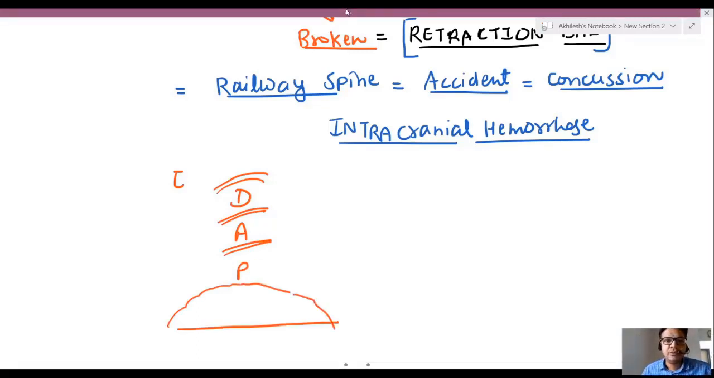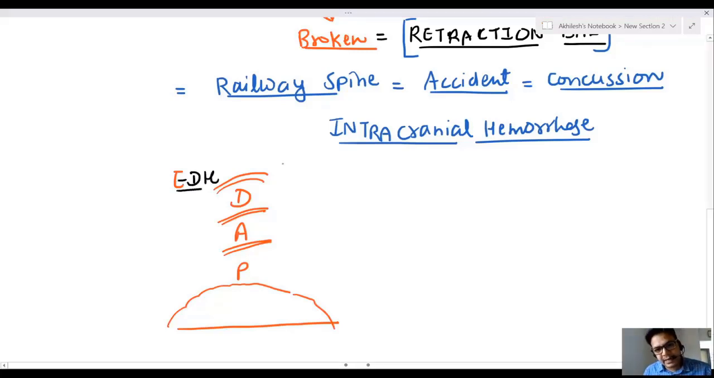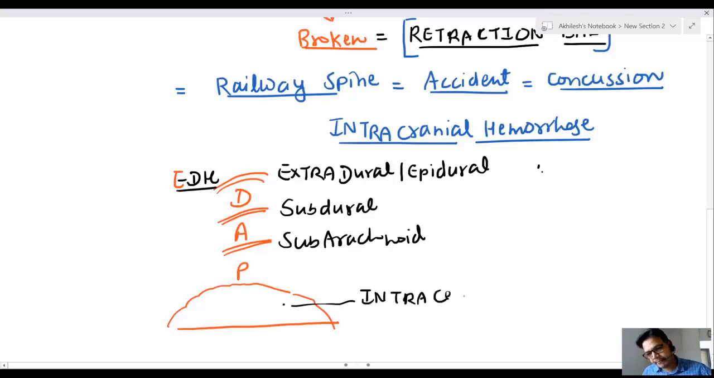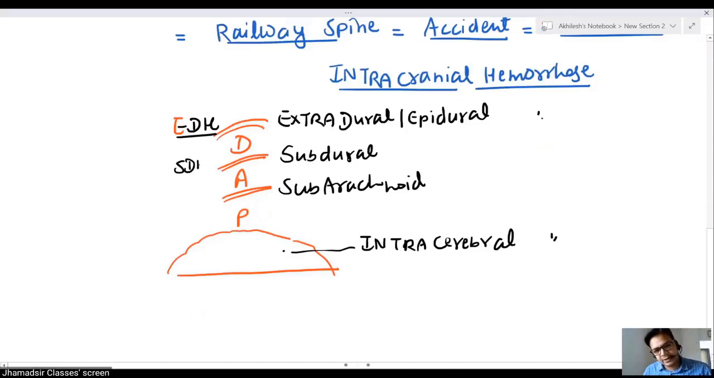So I can classify this. First is EDH, extradural or epidural hemorrhage. Then comes subdural, SDH. Then comes subarachnoid, SAH. And then it is intracerebral, ICH. These are examples of different intracranial hemorrhages. We have four types of intracranial hemorrhage.